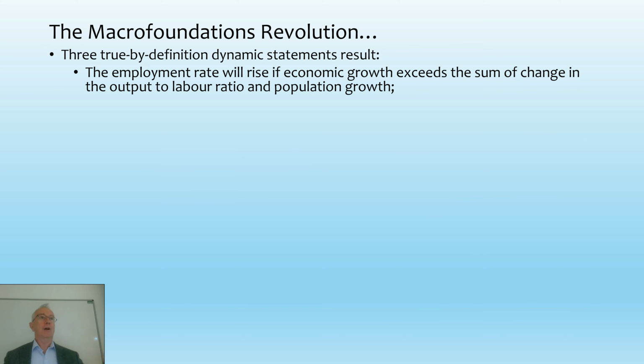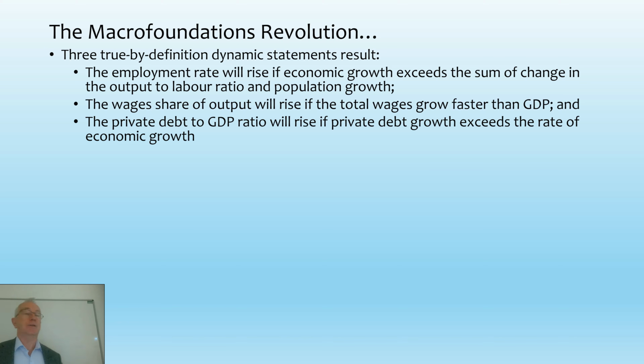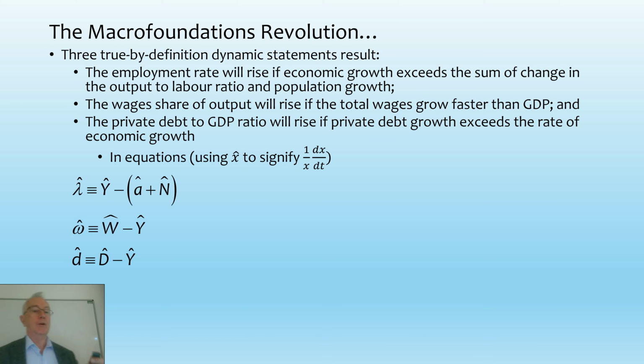So the first one, the employment ratio one, becomes: the employment rate will rise if economic growth exceeds the sum of the change in the output to labour ratio and population growth. And that's still a definitional statement. It's just stated now as a dynamic statement, not as a static definition. The wages share of output will rise if wages grow faster than GDP, and debt will rise if private debt grows faster than GDP. So we've still got a set of true statements, just now put in dynamic terms rather than as a simple definition.